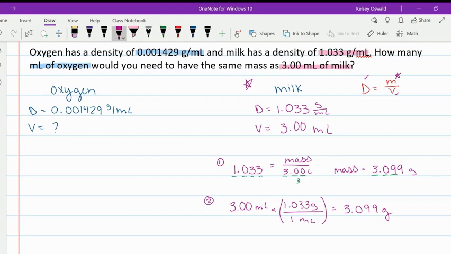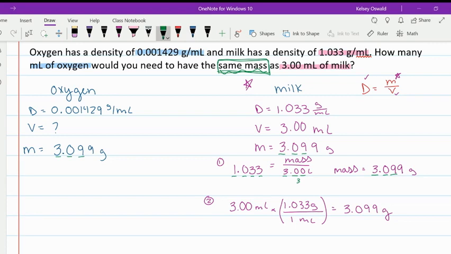Okay, so now we can add this piece of information about our milk. We know our mass is 3.099 grams. My goal is to find what volume of oxygen I would need to have the same mass. So that means that if my mass of milk is 3.099, my mass of oxygen would also have to be 3.099 grams, because our goal again is to have the same mass.